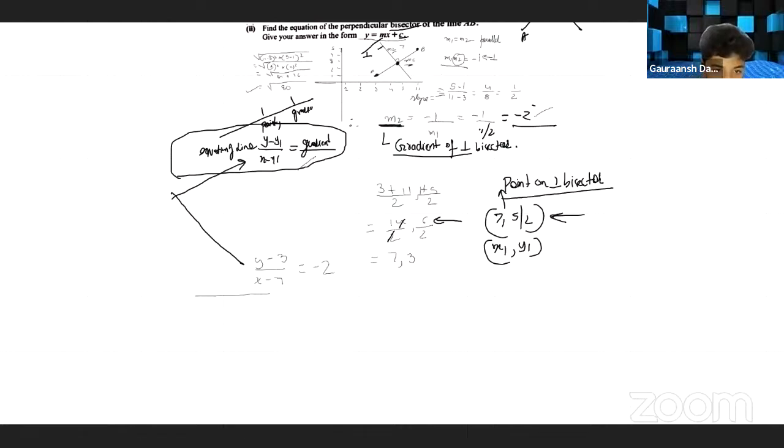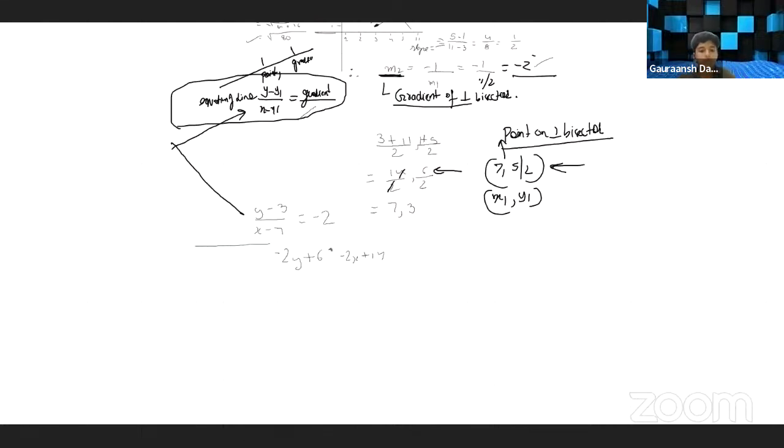Now you just cross multiply. Yes, yes. And get it: minus 2 into y plus 6 equals minus 2x plus 14. So we got y plus 2x equals 8.